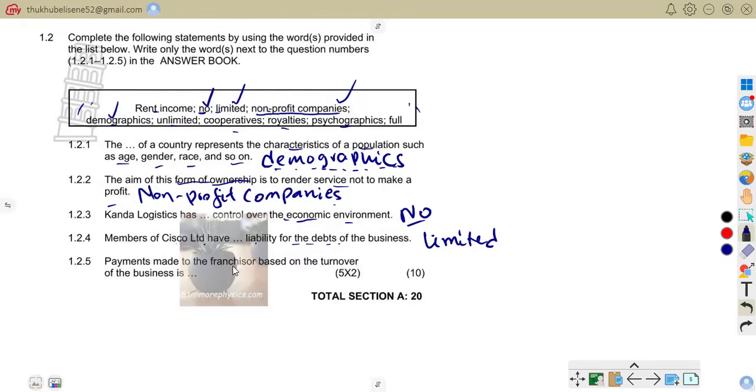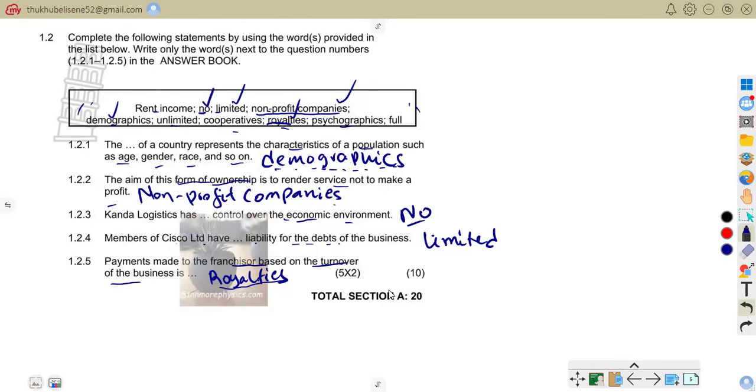Payments made to the franchisor based on the turnover of the business are royalties. The correct answer there is royalties. Royalties are payments to owners of intellectual property, like authors and musicians, for use of their work. So when you pay the franchisors, you are paying them royalties. Hope you understand that.